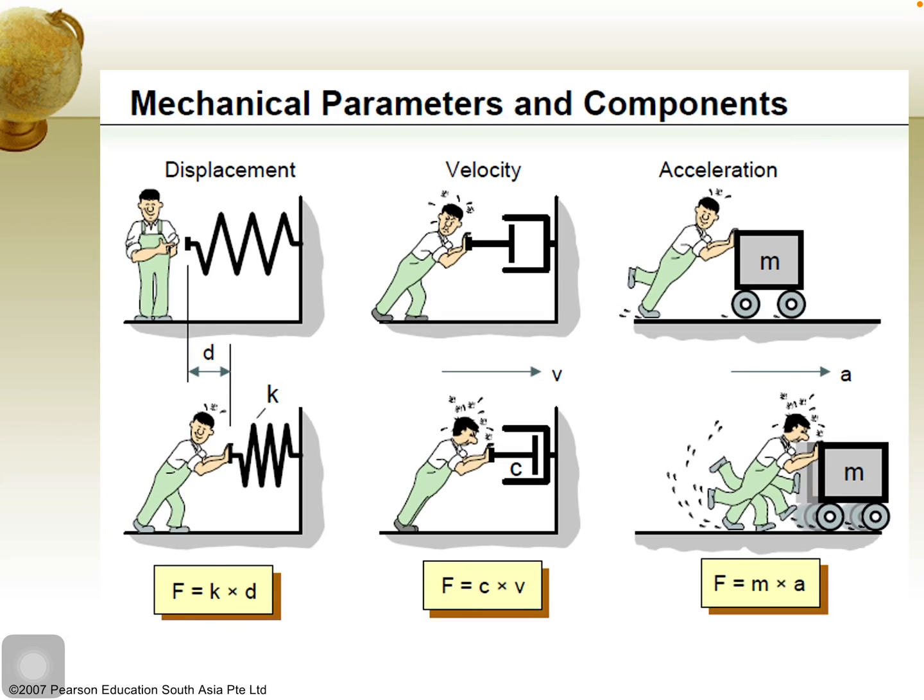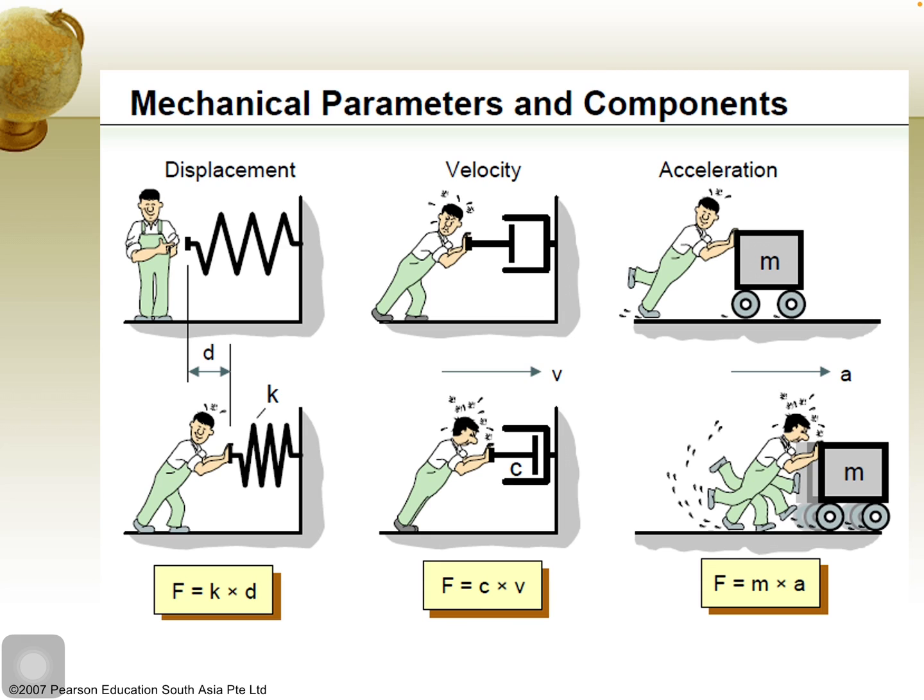Okay, so in the first component, which is spring, when we add displacement to the spring, whether it is compression or tensile extension, force will be created. So the formula is force is equal to the stiffness times the displacement. So K is the stiffness. So that's how we create force in spring.